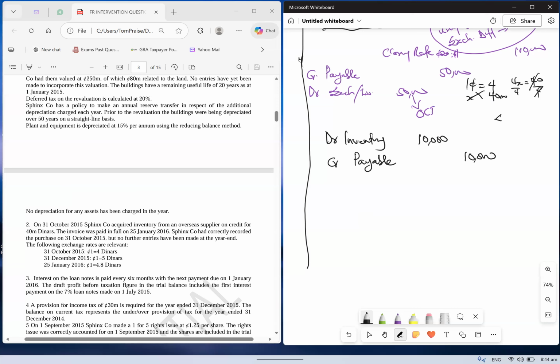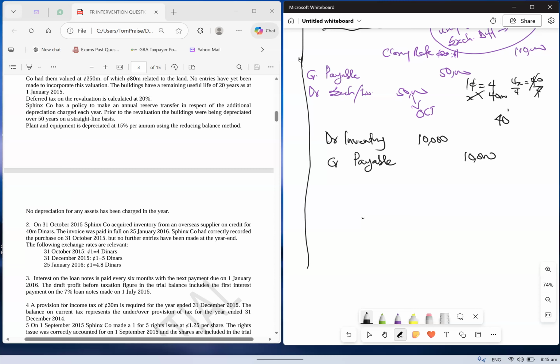That 40 million they didn't pay. The closing rate is 1 cedi to 5 dinar. So if 1 cedi is equal to 5 dinar, 40 million dinar will be what? 8 million. Good. So it means when we revalue, our payable must go to 8 million.